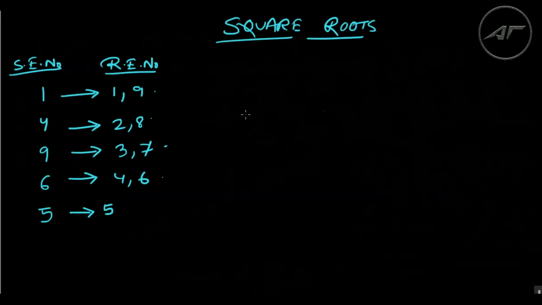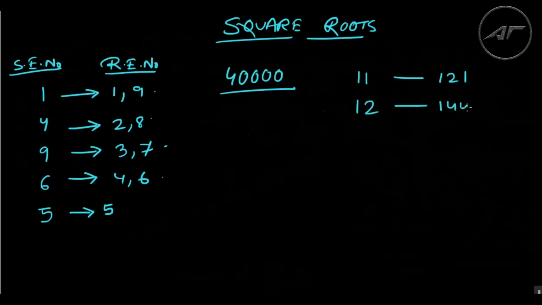Therefore, in order to find out square roots of numbers up to 40,000, fine, it's not a small number, it's a huge number, we have to just remember a table again, the table of squares. That is, for 11 it is 121, for 12 it is 144. This is the number and this is its square.